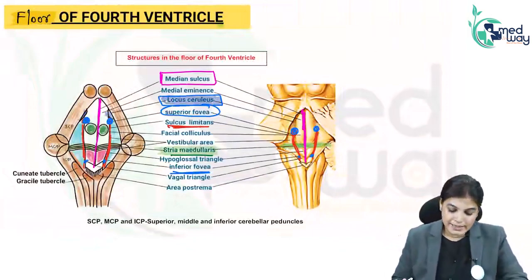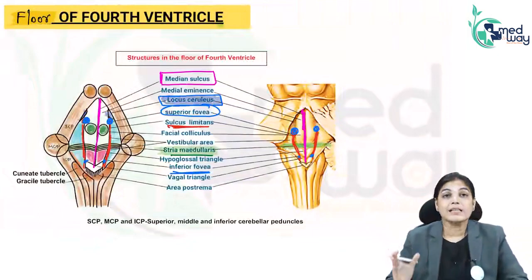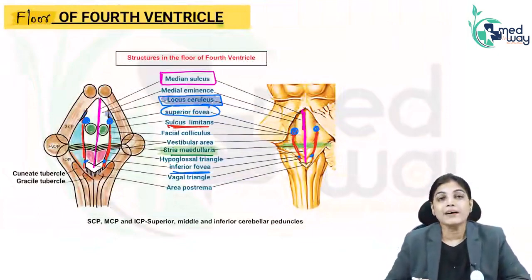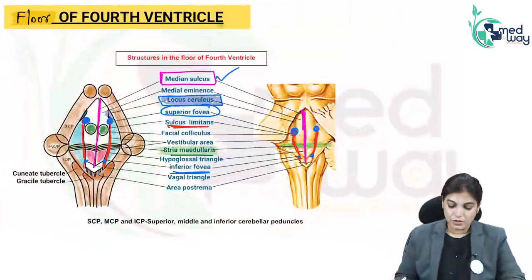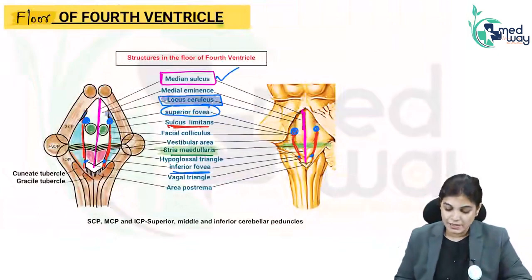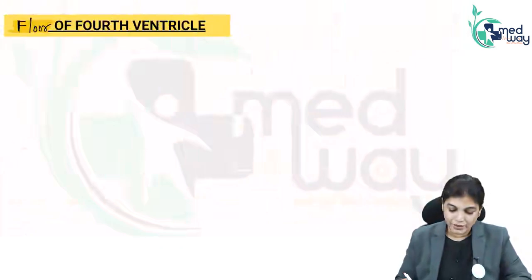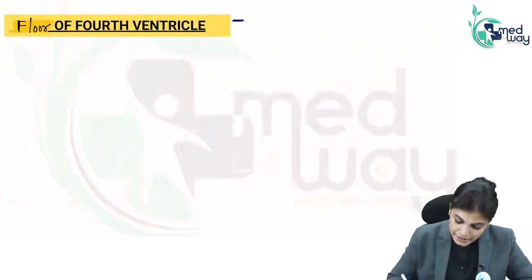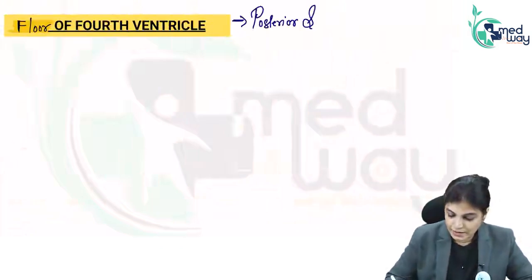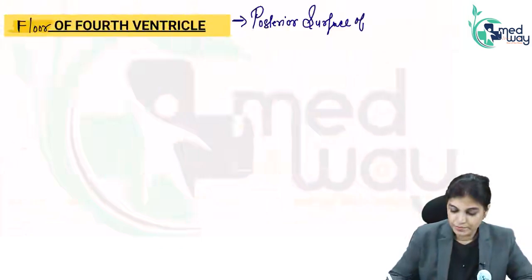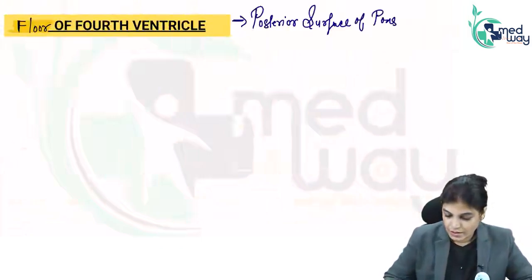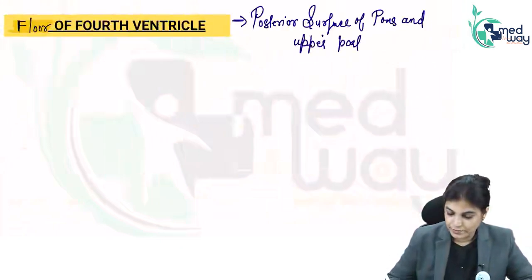Got it? So exactly, the area which is lying on either side of median sulcus, that area is called as median eminences. So there are many structures lying in the median eminences. Okay, so let's write few important points. Again, we will come to this image. So please write down. Floor is formed by posterior surface of pons and upper part of medulla.